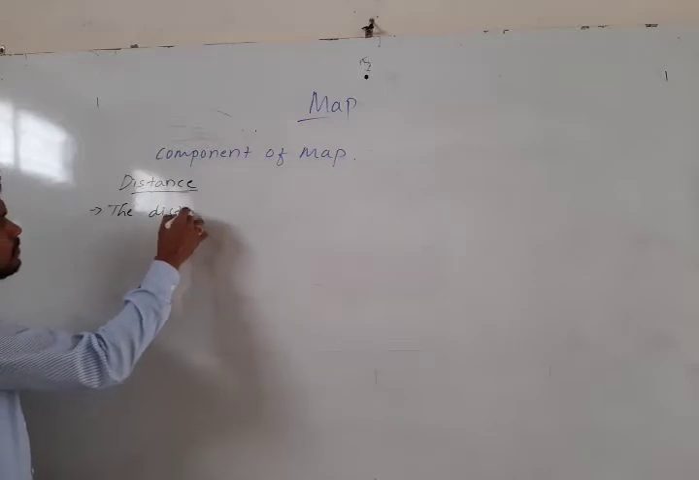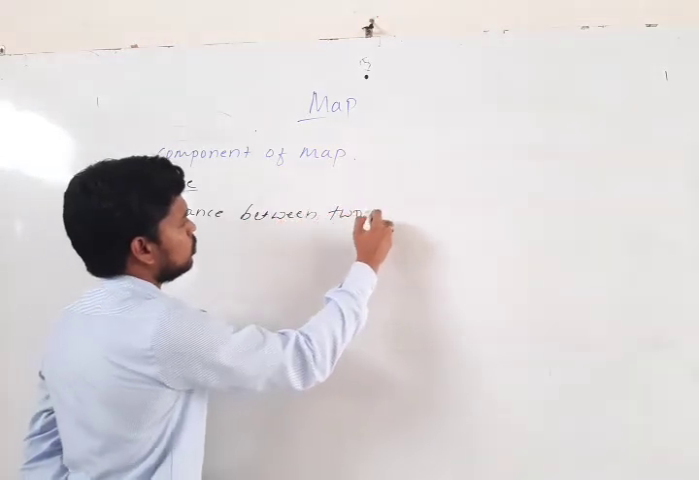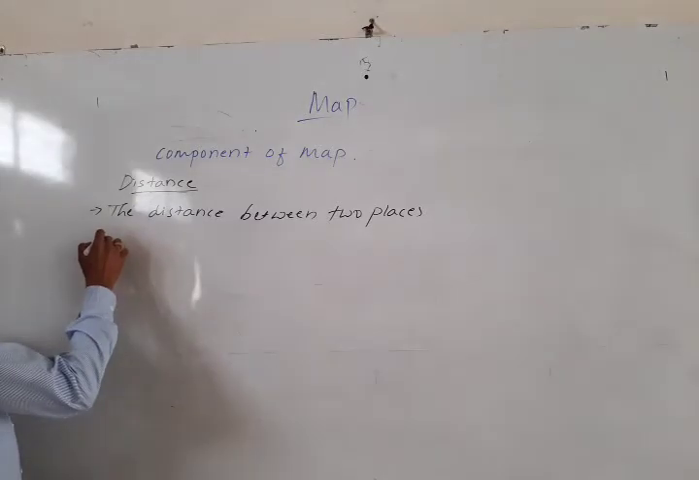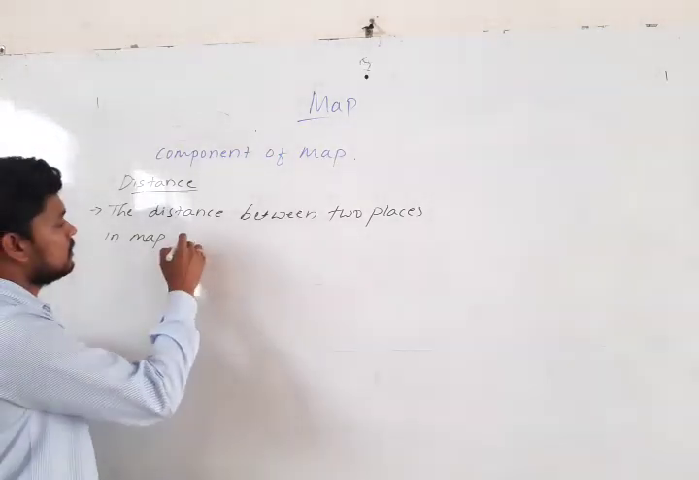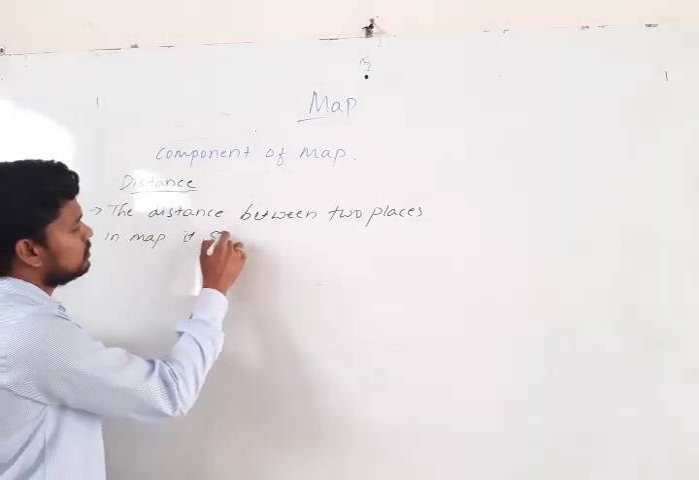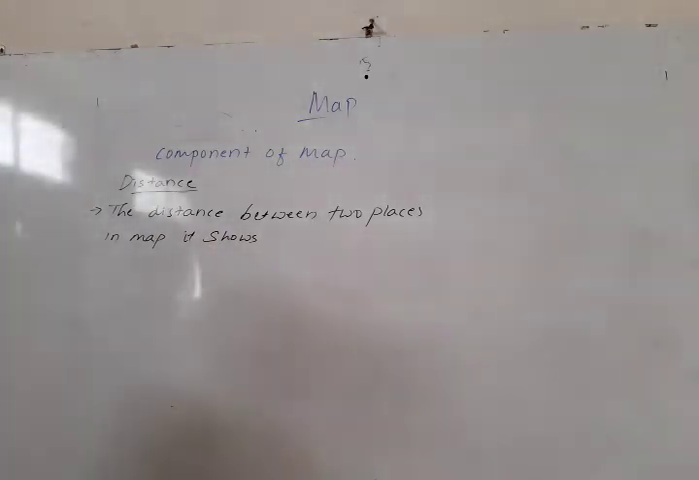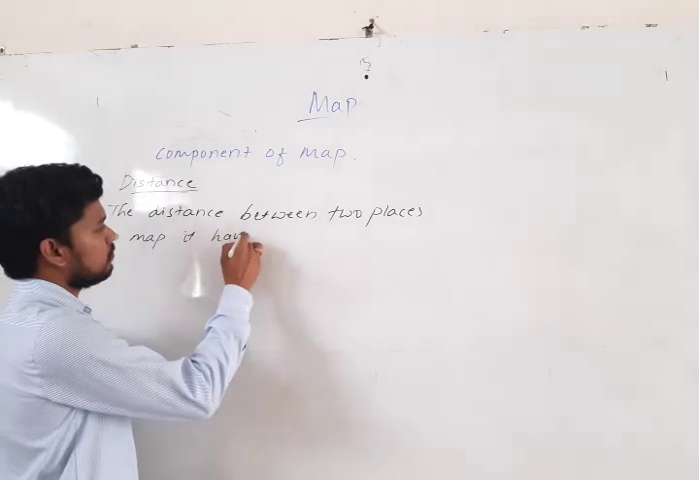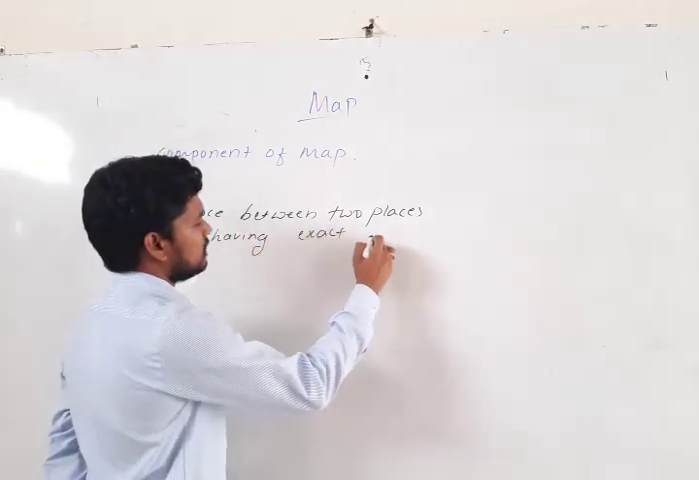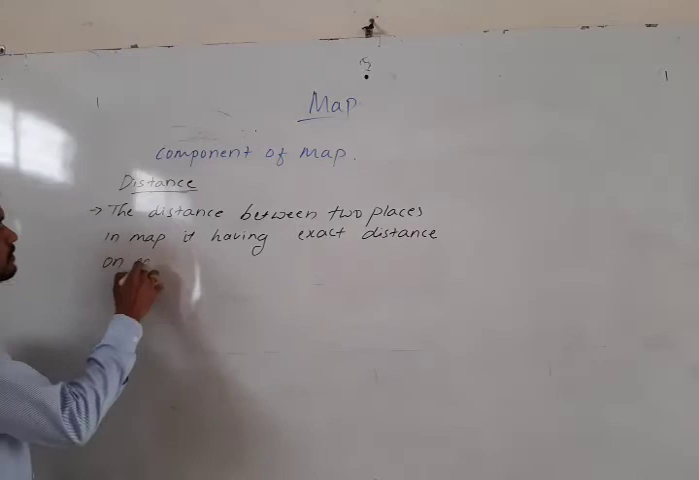The distance between two places in a map shows the exact distance on the earth surface.